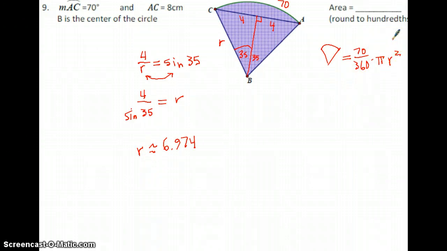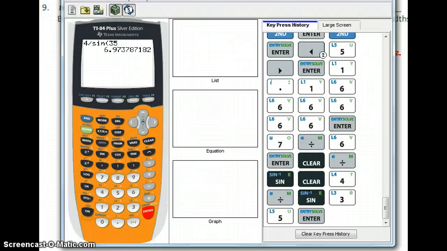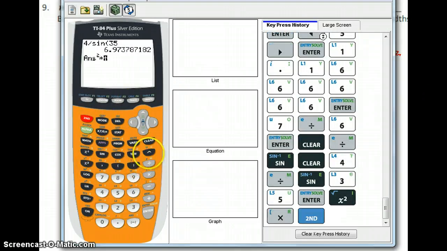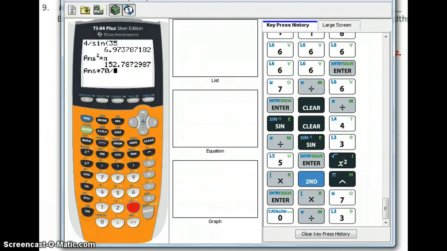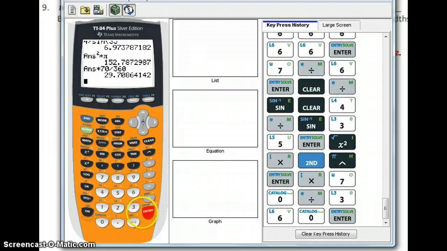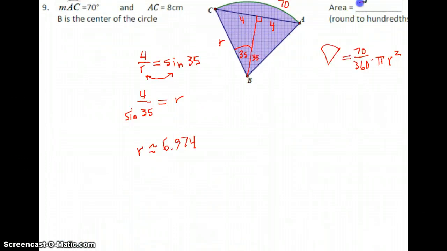In fact, I'm just going to go straight to doing exactly that. So I take that, square it, times pi, times 70, and divided by 360. I just kind of went backwards through that equation, and there you go, 29.71. I said hundredths, right? 29.71 is the best way to do that.